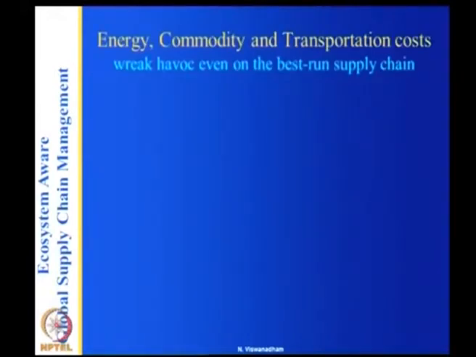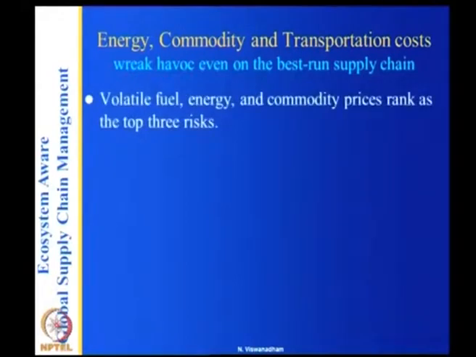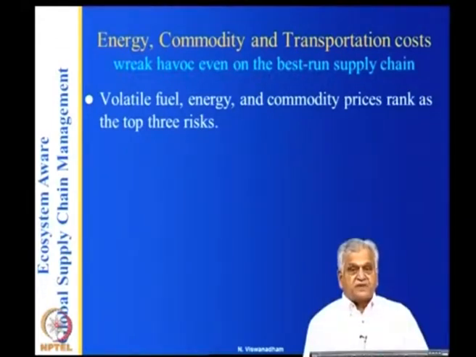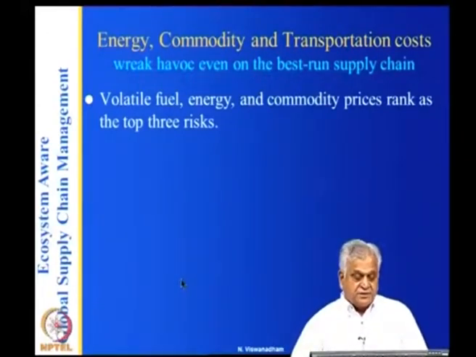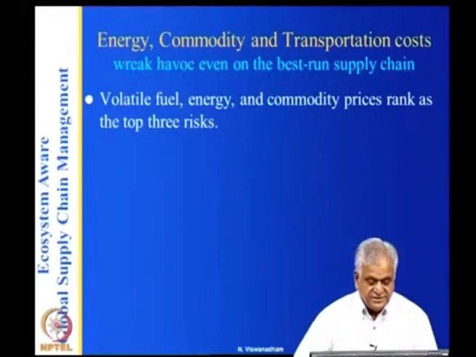Energy, commodity, and transportation risks wreak havoc even on the best run supply chains. Volatile fuel, energy, and commodity prices rank as the top three risks. You can see the oil price fluctuations every day, and also the commodity prices from gold to copper to iron and so on. They are natural resources based, so there are price fluctuations, and it's also becoming expensive to mine and transport these, and everybody is looking for these resources, so there is a lot of demand. All these things make commodity risk significant.